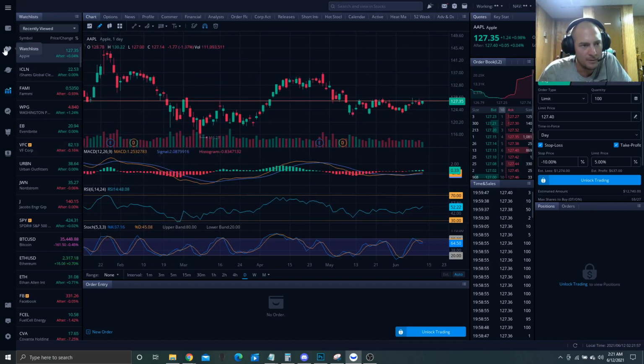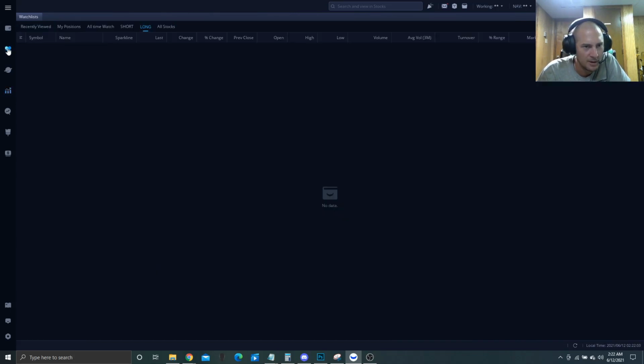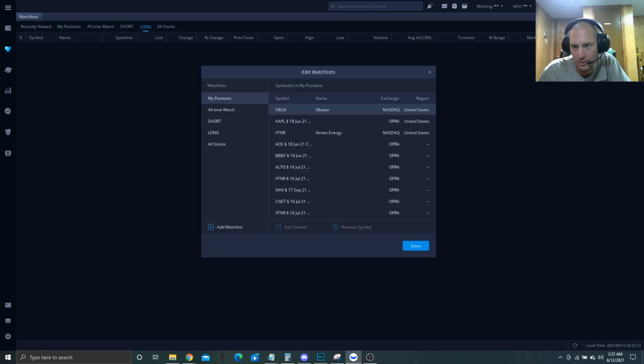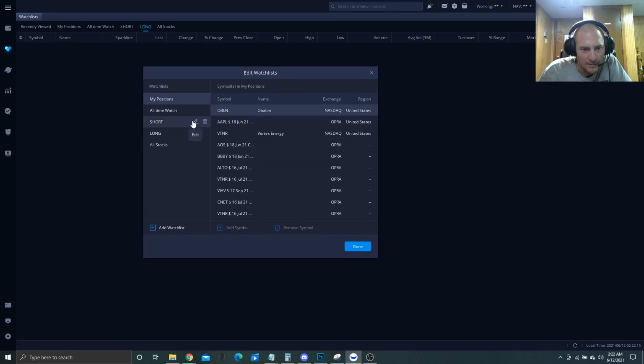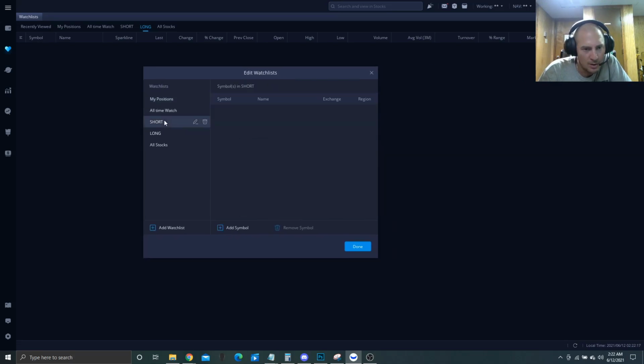So first things first, if you're on Webull here, click on this little heart looking icon for your watch list tab, and right up here in the top right corner you'll see what looks like a couple of little arrows, and you click that, and then you click this edit watch lists button, and you're going to create two watch lists, one called short and one called long.